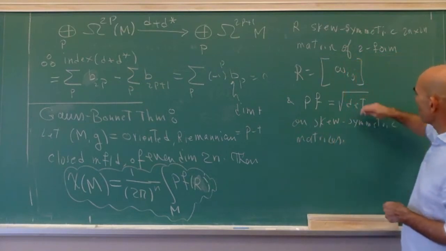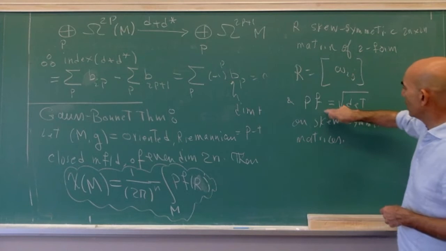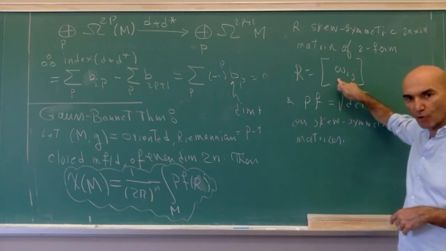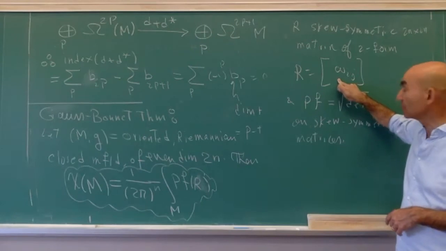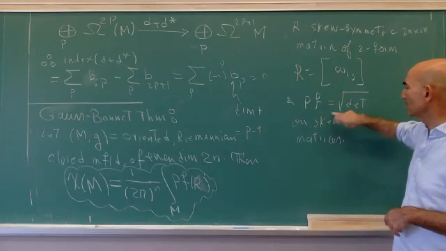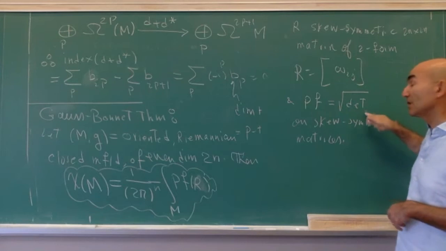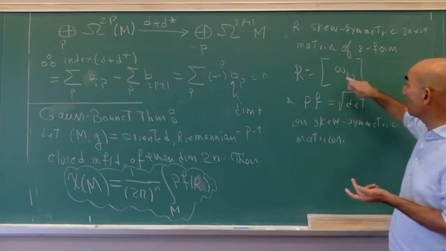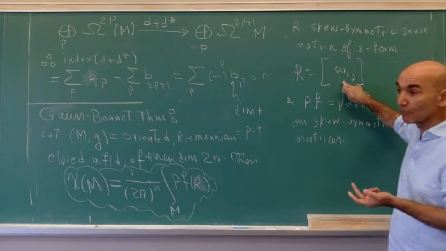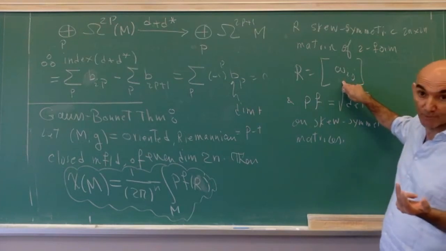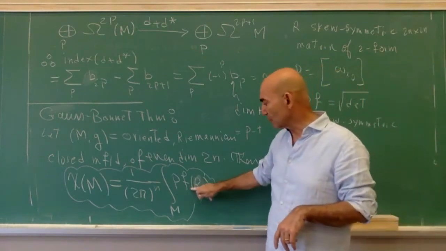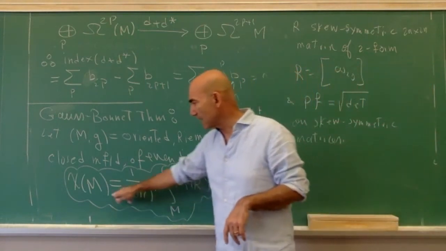So if you apply this polynomial function on this matrix of 2-forms, you're going to get a 2n-form, because the polynomial is of degree n. Determinant has degree 2n, right? Square root has degree n. Apply this to this matrix of 2-forms, you're going to get a 2n-form. So we get a 2n-form and integrate that 2n-form, and that's the result.